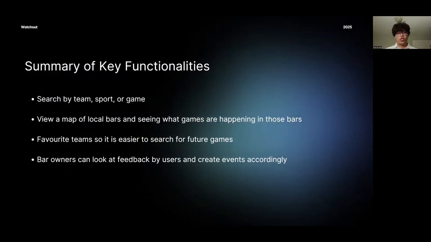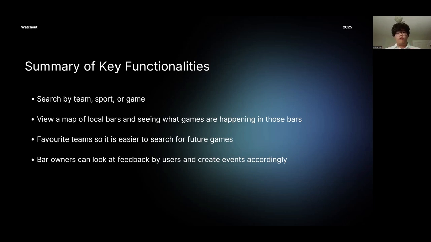So here's a short summary of the key functionalities of Watchout. You'll be able to search by team name, the sport they're playing, or a specific game, like what team is versus what team. There is also a map view of local bars where you will be able to see what games are happening in those bars in real time.